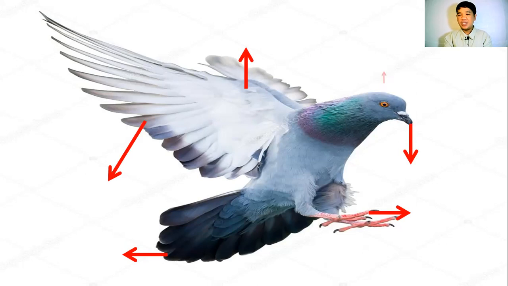Okay, let's start here with this number 1. Okay, what do you call this part of the bird? And this is what we call eye. Everybody say eye. All right, very good. Next, this one. This is what we call beak. Everybody say beak.